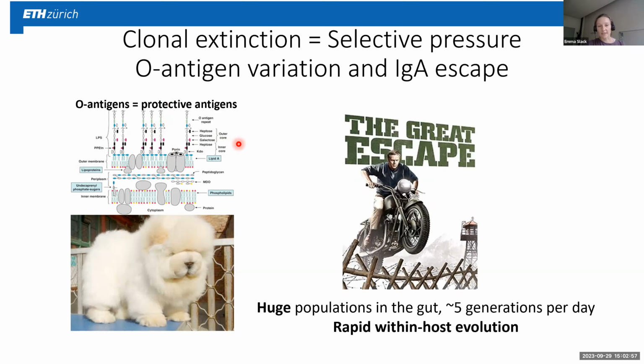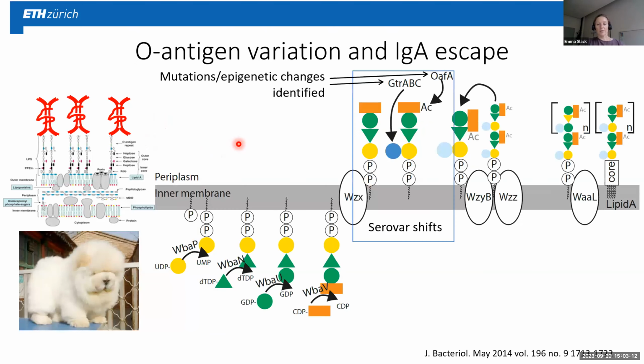And particularly when you consider that in the gut, we have huge populations of bacteria, growing with maybe 5 generations per day. This is really an ideal situation for very rapid within-host evolution. And we set ourselves up basically to lose this game. So we didn't give up at this point. We realized this was going on. We could actually see it in real time.